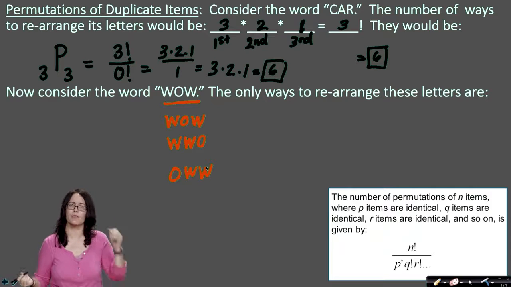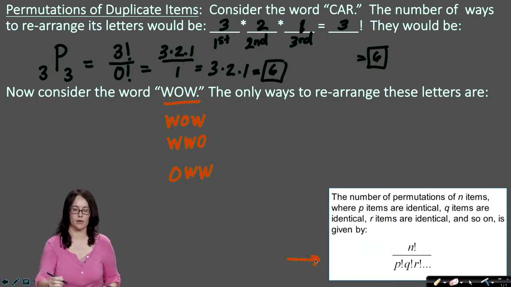Well, can you think of any other ways I could rearrange those letters? For car, there were 6 ways, right? C-A-R, C-R-A, A-R-C, A-C-R, R-A-C, R-C-A, right? 6 ways. But for wow, there's only 3. So how do we account for that with a formula? Well, down here, technically, that's the way we do it, but I want to show you how this works. You say, first of all, how many letters were there? That's right, there were 3. So you start off with your 3 factorial.